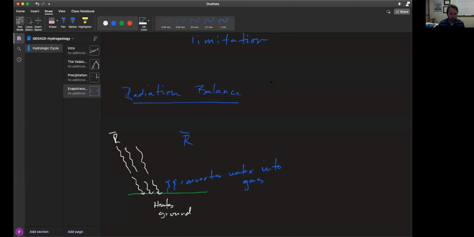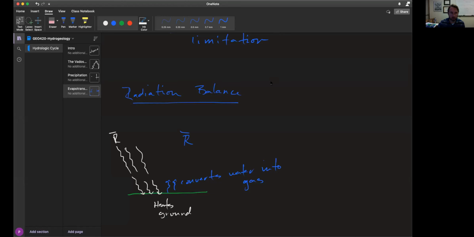I had to leave for a master's thesis defense, and if you went and saw it, it was all or a lot on this exact topic we're about to talk about right here. So we're talking about radiation balance and evapotranspiration at the surface.